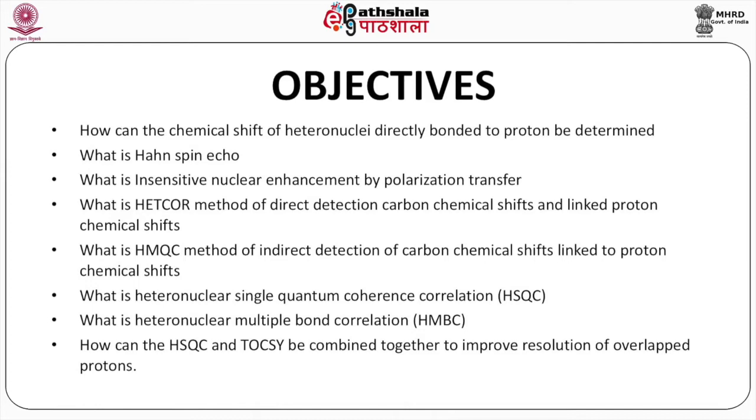to proton can be determined. For this, we begin with what is Hahn spin echo, what is insensitive nuclear enhancement by polarization transfer or INEPT, what is HETCOR method of direct detection, carbon chemical shifts and linked proton chemical shifts. What is HMQC method of indirect detection of carbon chemical shifts linked to proton chemical shifts?